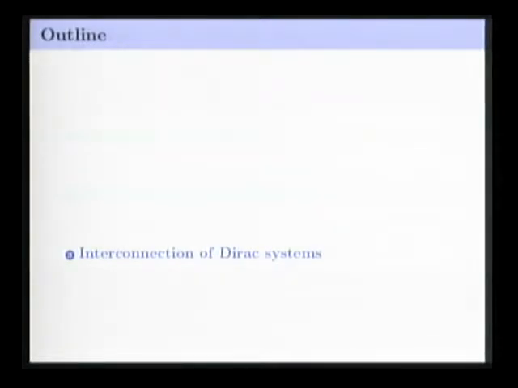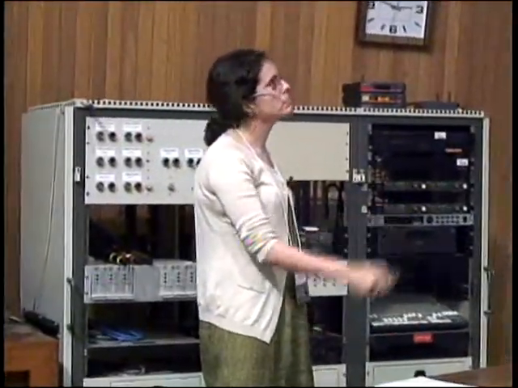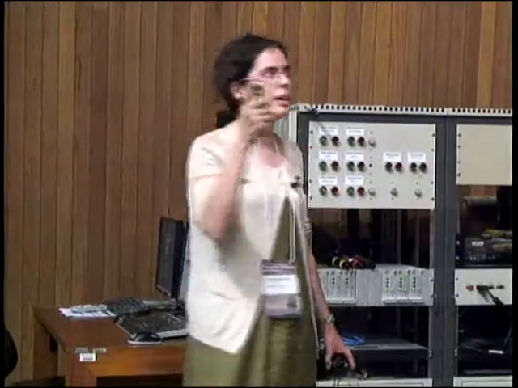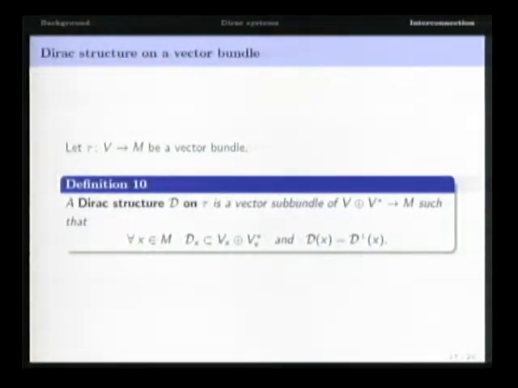Okay. So now, next step, we're going to talk about interconnection of Dirac systems. And first of all, we need to extend the notion of Dirac structure. This can be found in the work by Jacobs, Hernandez, Yoshimura. So we have a vector bundle V with base manifold M, and now we define the Dirac structure on this vector subbundle. We define a Dirac structure on tau that happens to be a vector subbundle of this bundle over here. So we take the Dirac sum of V and V* projecting over M. And then the condition we're asking is the same one. So once we fix the base manifold, what we have again is this subspace, and it must satisfy that the orthogonal complement must be equal to it at each point x.